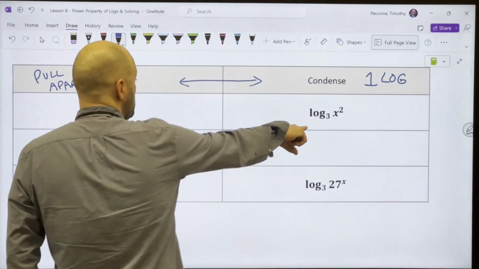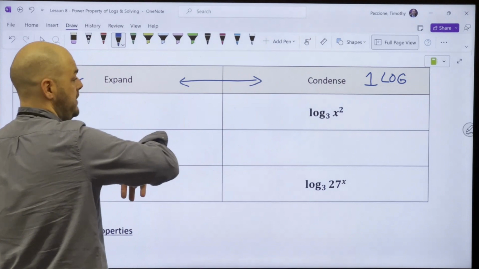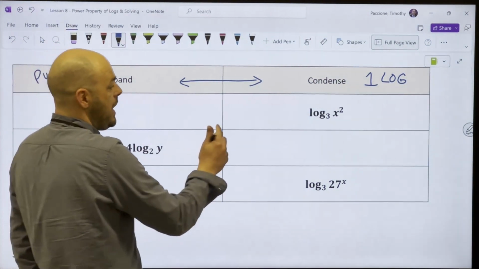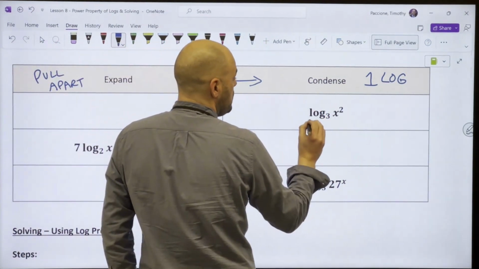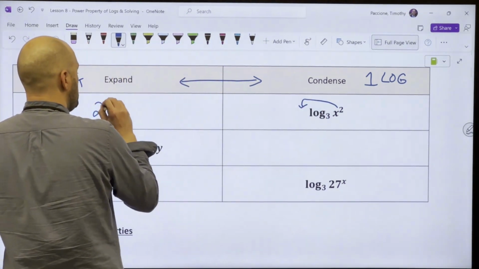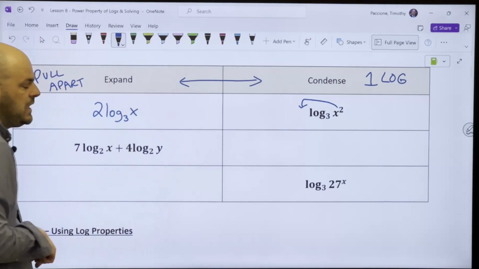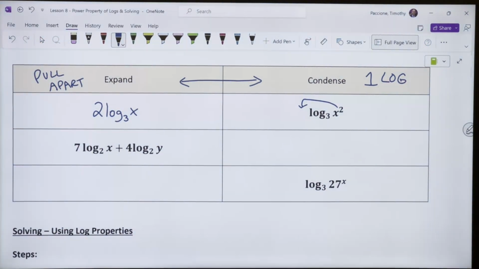So for instance, this first one, it's condensed, so what can we pull out of it? It's got an exponent, so that would go out front, and it just becomes 2 log base 3 of x. And that's as much as we can do with that.